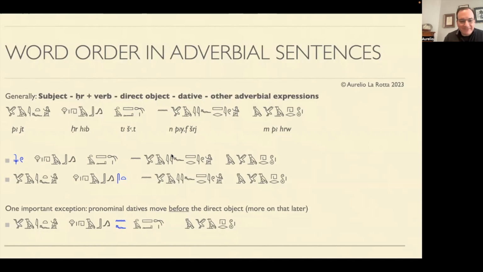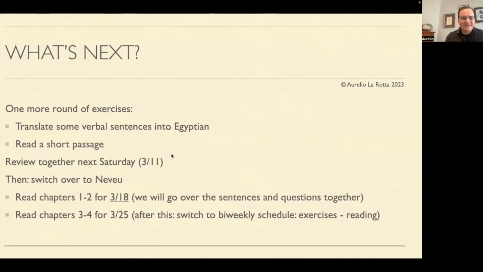Okay, cool. Well, 4 minutes left to go. There's one thing I wanted to point out, namely, where do we go from here? Thanks so much for sticking with this through those preparatory sessions. I would propose that we do one more exercise. Like I said, translate some verbal sentences into Egyptian from English, just to make sure we have the rules down for that. Read a short passage. I think I should be able to find something that's digestible. Review that together next Saturday.